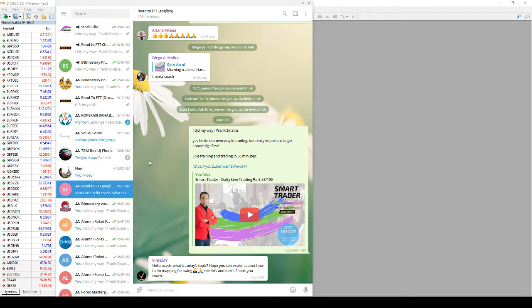Hello coach, what is today's topic? You can explain how to do mapping for swing, the do's and don'ts. Thank you, coach. Right, so I'm going to focus on that, but I need your help on which pair we can use for the case study, which pair we can use for learning purposes. Which pair? What do you think?